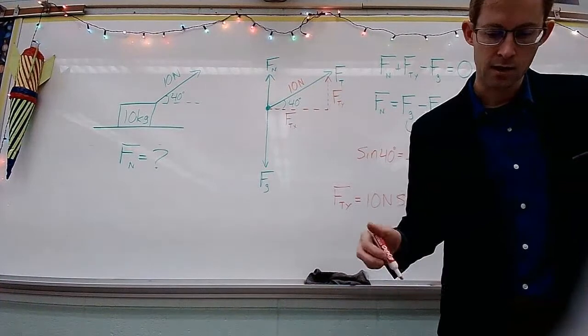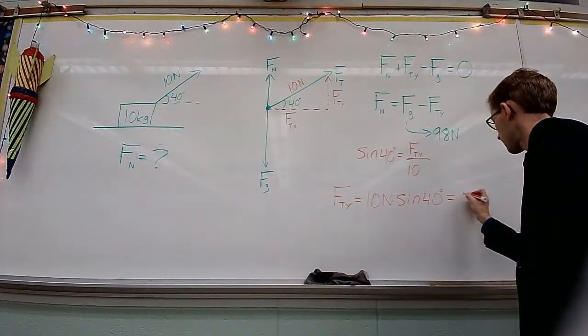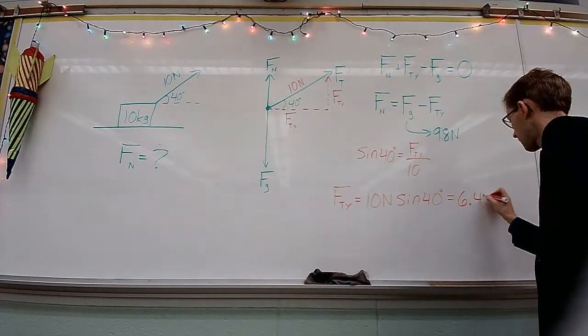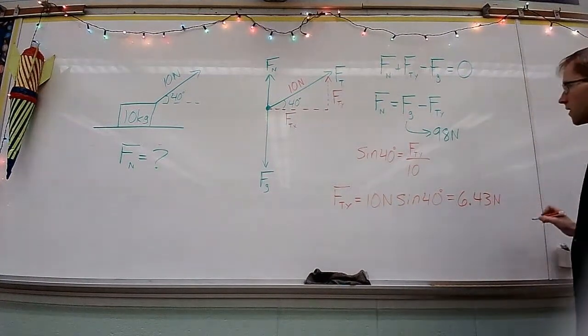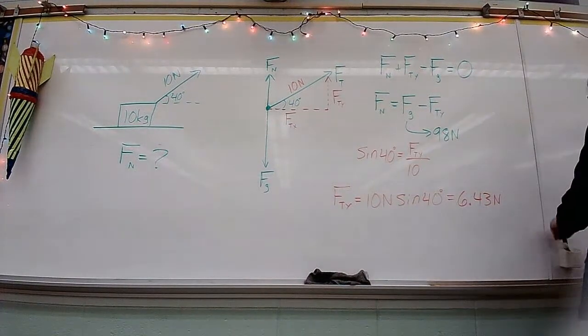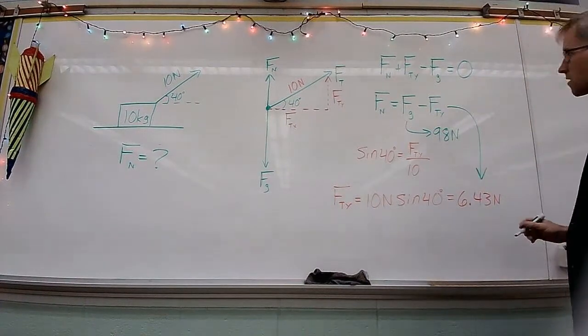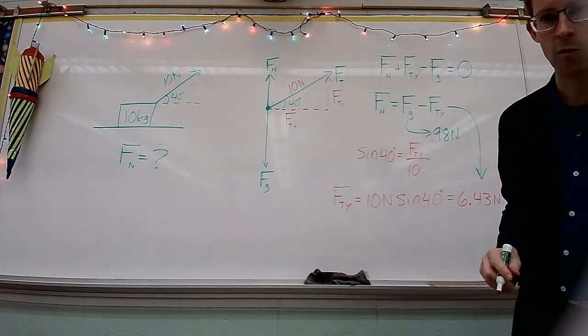I got 6.43. So that is my tension in the y direction. Ergo, I've got both numbers to figure out my normal force now.